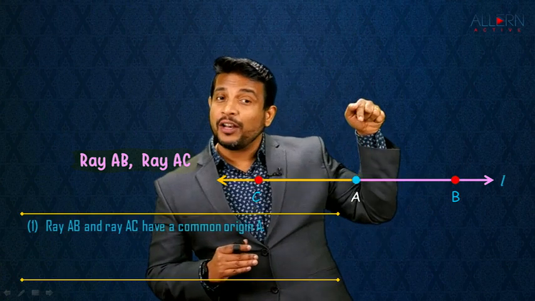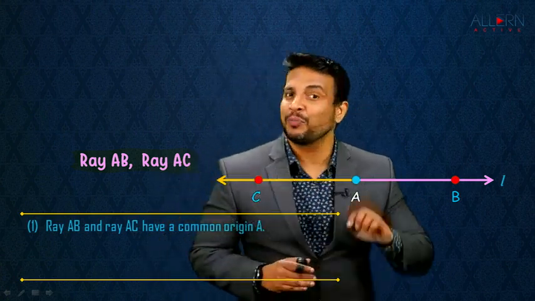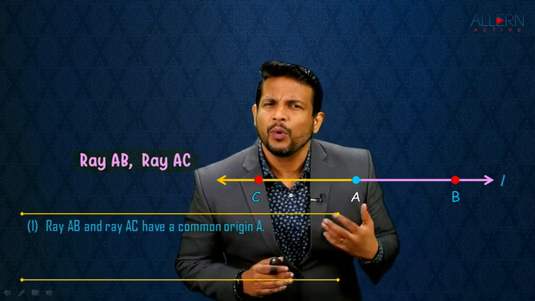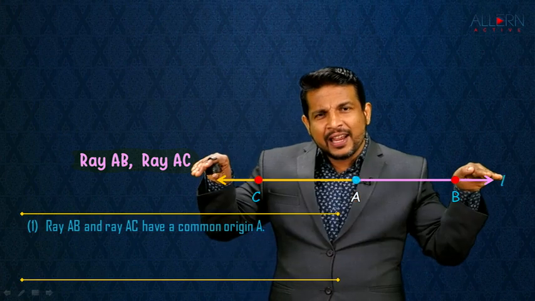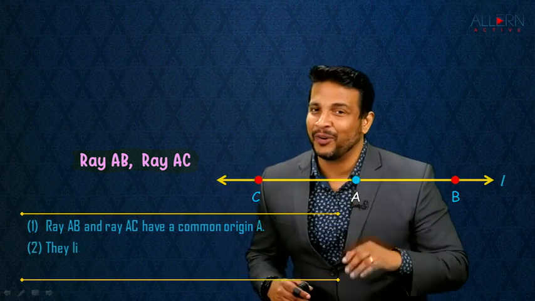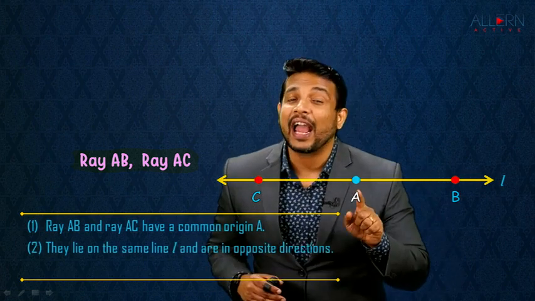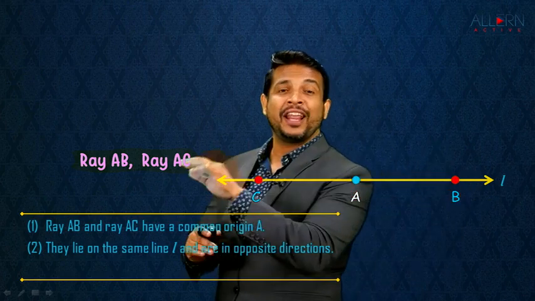They have a common origin, right? So ray AB and ray AC have a common origin. Beautiful. What more? If you look at ray AB and ray AC, are they lying on the same line? Yes, they are lying on the same line L. Beautiful. They are on the same line and they are in opposite directions. One is moving to the right, the other one is moving to the left.